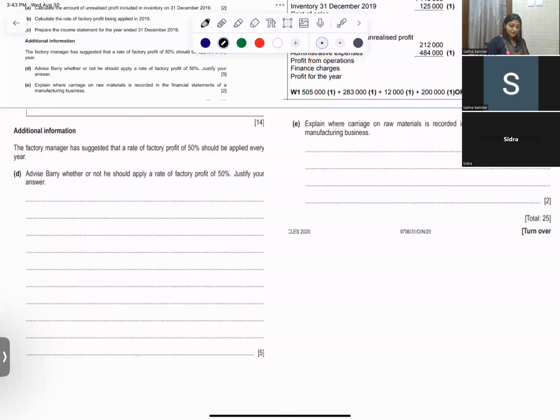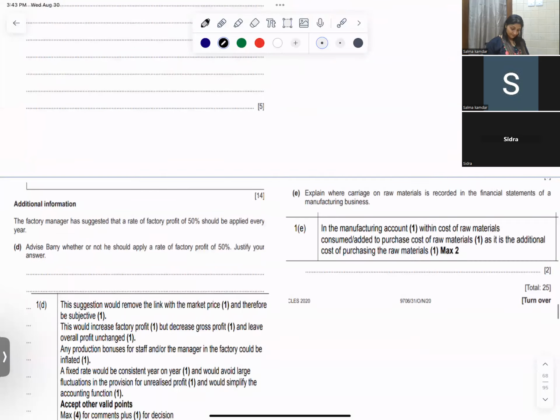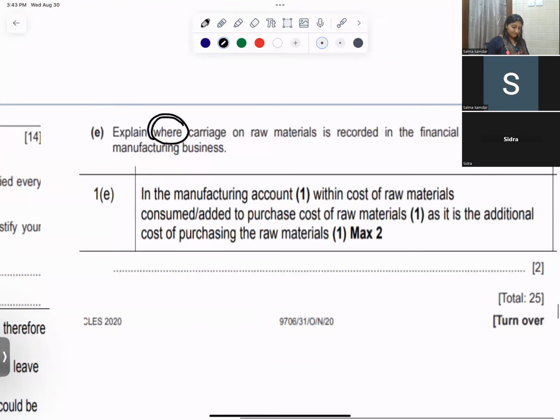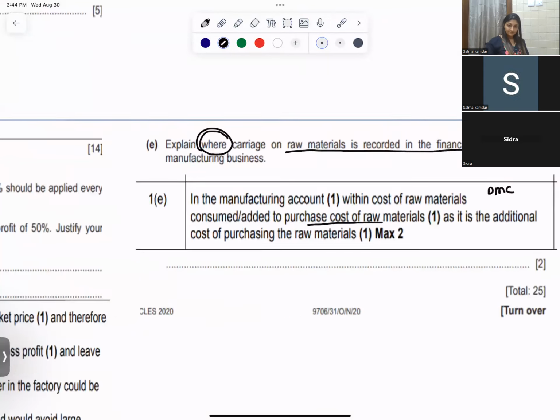Carriage inwards. Can you tell me where the carriage on raw material is recorded in the financial statements? In the manufacturing account, it is recorded under the cost of direct material consumed. You add it to the purchases of raw materials, it's an additional cost.